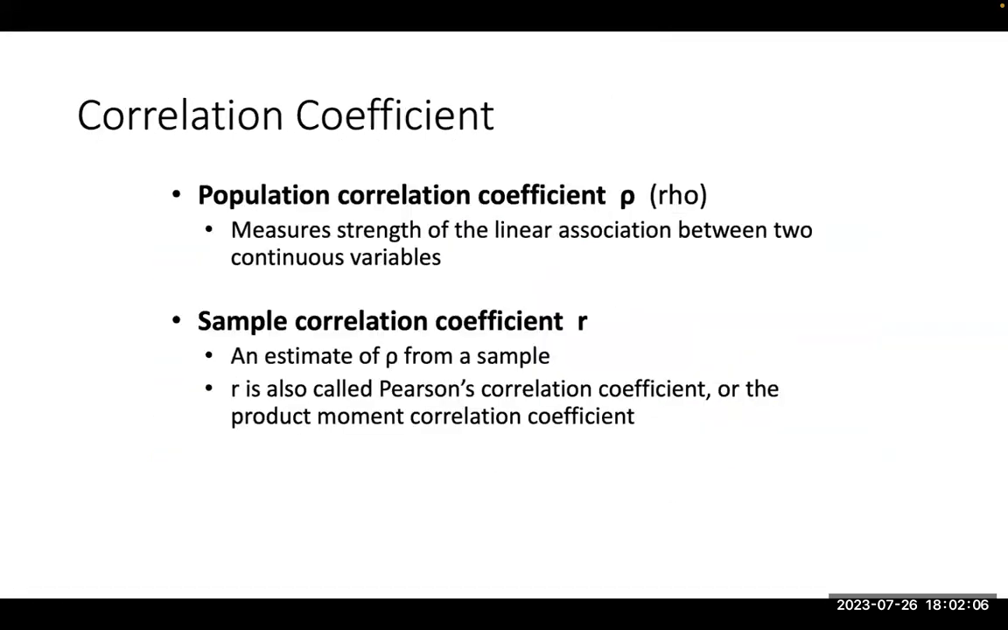Good. So this is what I said before, population correlation coefficients. That's just for both cases, it's an association between two continuous variables. The difference is sample or population. And in a sample, you also call it Pearson's correlation coefficient or the product moment correlation coefficient.